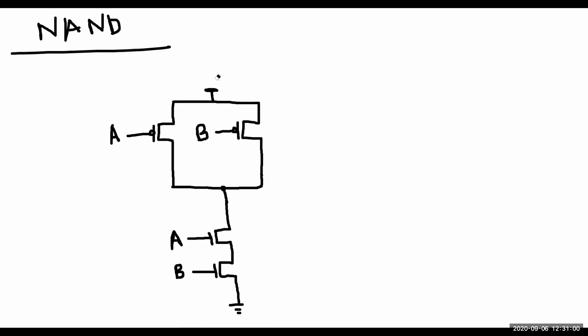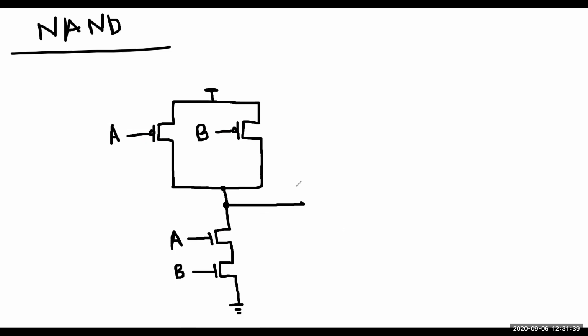Why? Because we normally draw our VDD at the top and ground at the bottom, right? That's why PMOS is at the top, NMOS is at the bottom. Now our output will come from where? Our output will come from the middle, where the NMOS and PMOS are connected. Always remember, our output will be from the junction point of PMOS and NMOS. Understood?